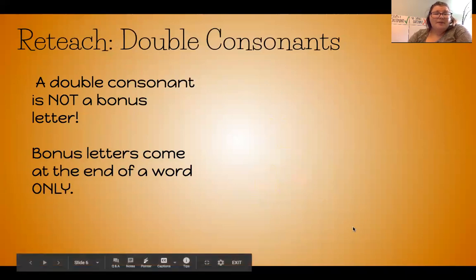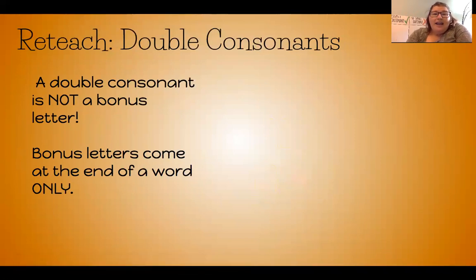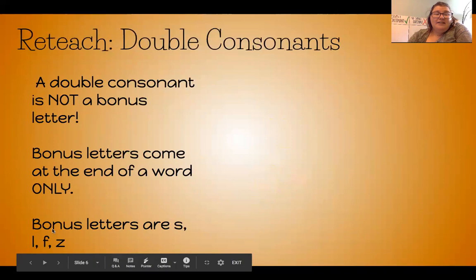Right. Bonus letters only come at the end of a word, and even more so, they only happen in 1-syllable words. Tell me that. Bonus letters only happen in a 1-syllable word. Your turn. And we know our bonus letters are S, L, F, and sometimes Z. Now let's talk about what double consonants are and when we use them.